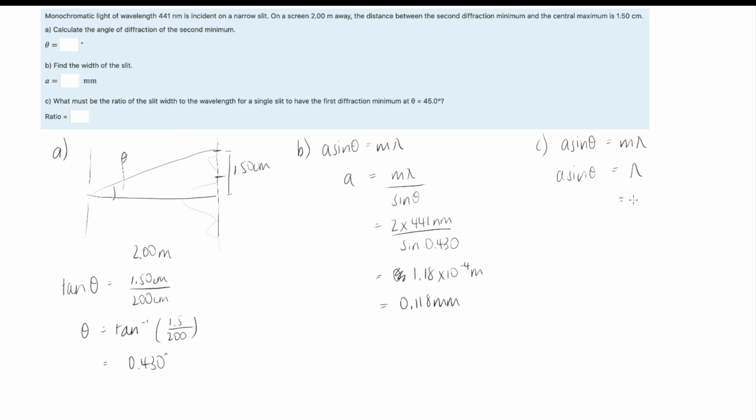Now, we want the ratio of the slit width to the wavelength. So we're looking for a divided by lambda, and that's going to be equal to 1 divided by sin theta. And this is going to be 1 divided by sin 45. And then when we solve that, it's going to be 1.41. So what that means is that our slit width has to be 1.41 times our wavelength to have our first diffraction minimum at 45 degrees. And that is the answer to that question.